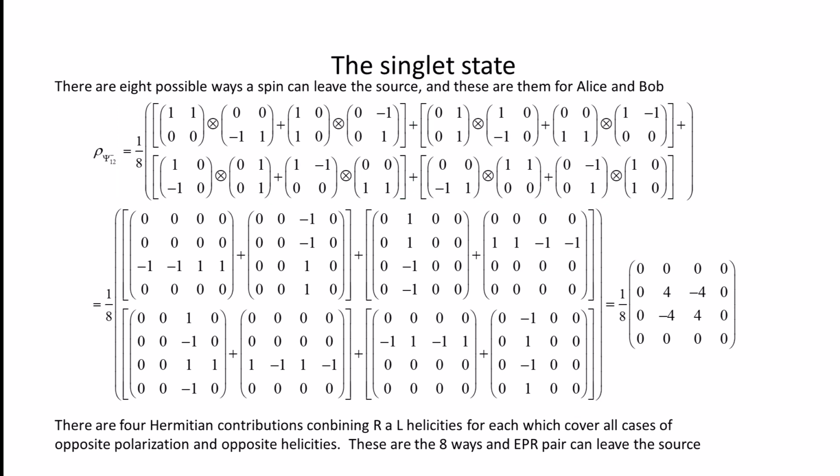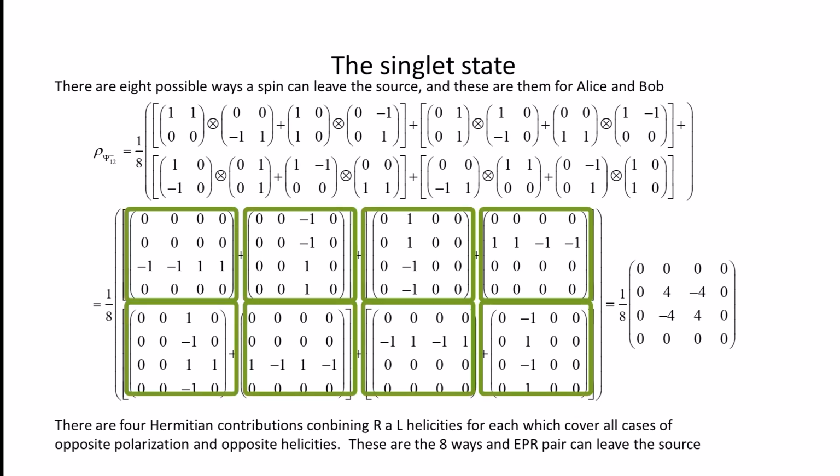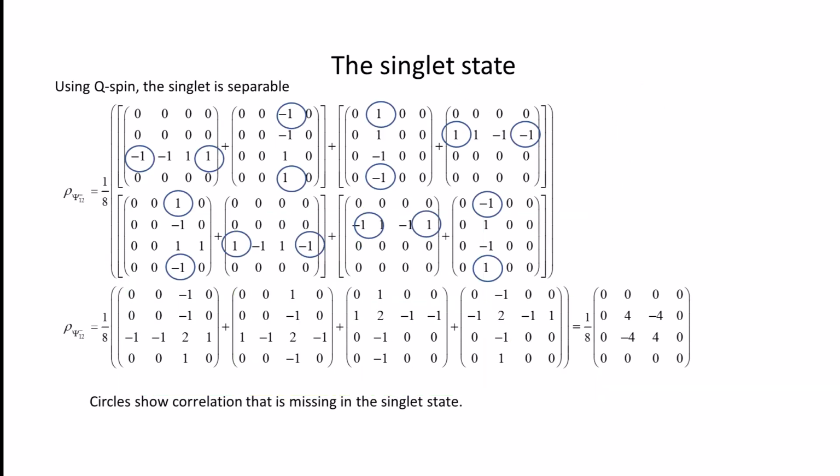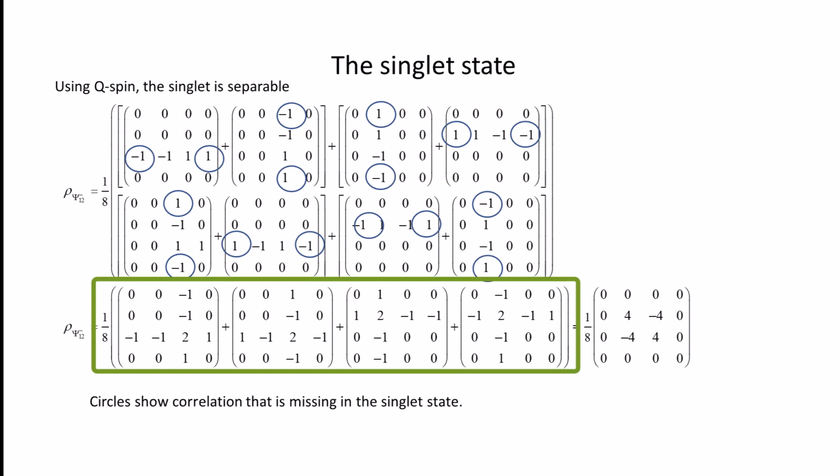Now let's take the tensor product to give the 8 product states. These are the 8 ways an EPR pair can leave the source. They do not leave the source in an entangled state. Although each part of a pair is non-Hermitian, we can add the 2 which differ only by having opposite helicities, and they combine to give a Hermitian pair. Same for the others. There are 4 Hermitian contributions.